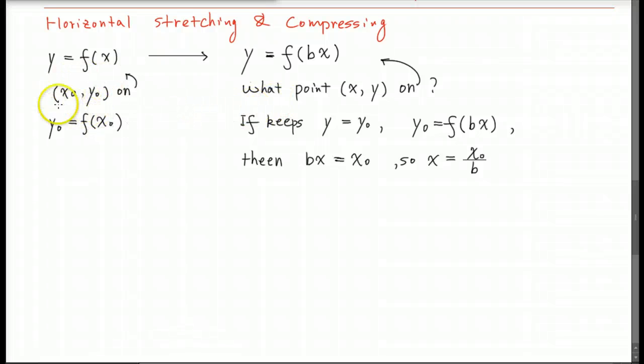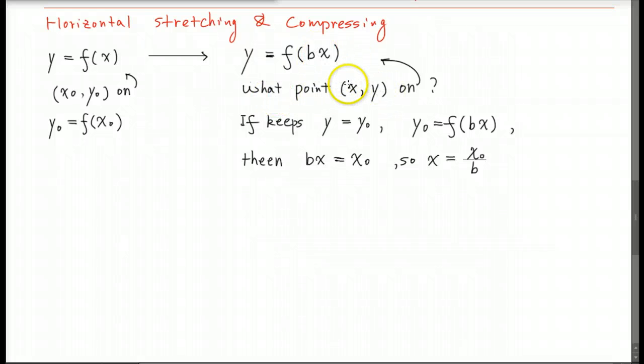Again, very similar. We make (x0, y0) a point on the original function. So we have y0 equals f(x0). It means if you put an x0 in, you produce the y0. So remember, like a machine. And then what kind of point is going to be on the new function?